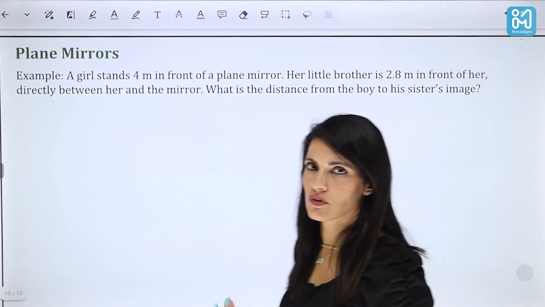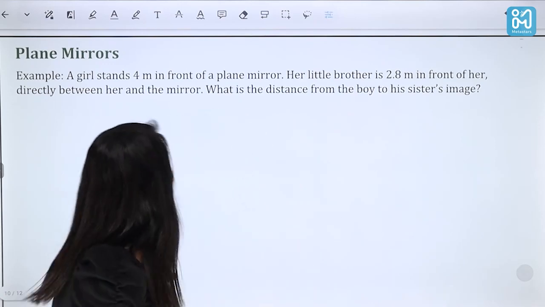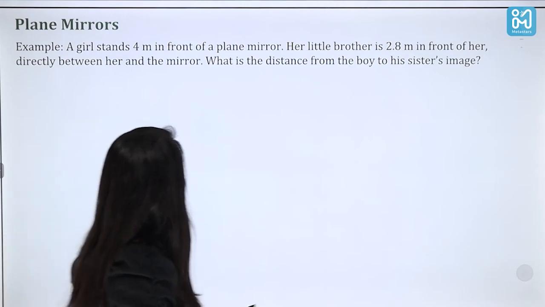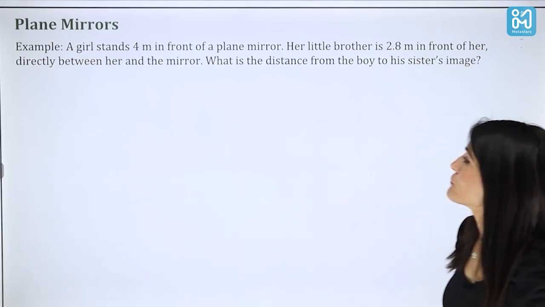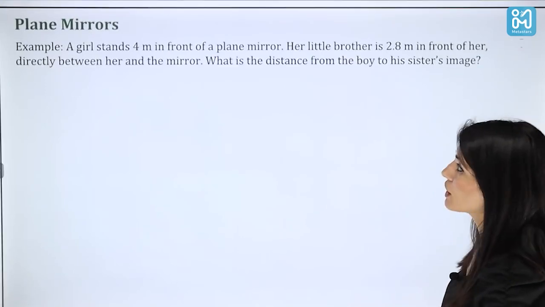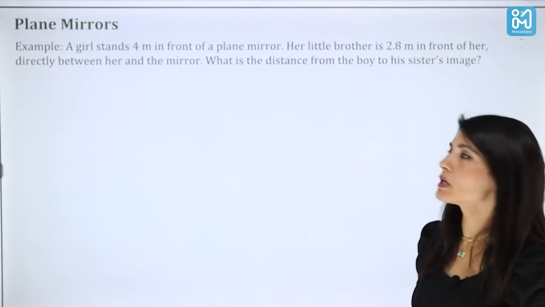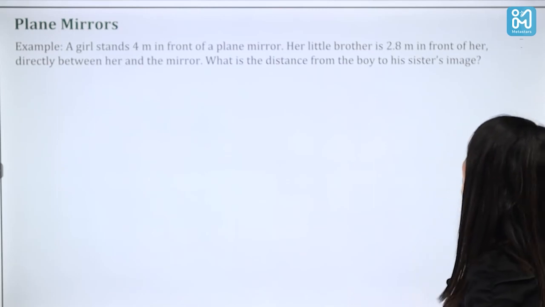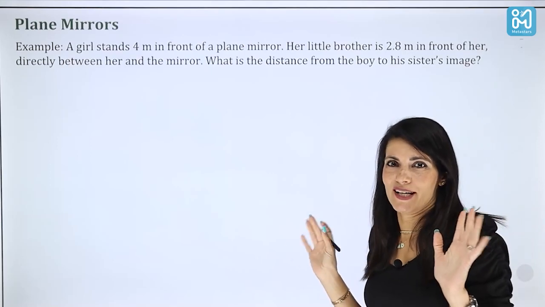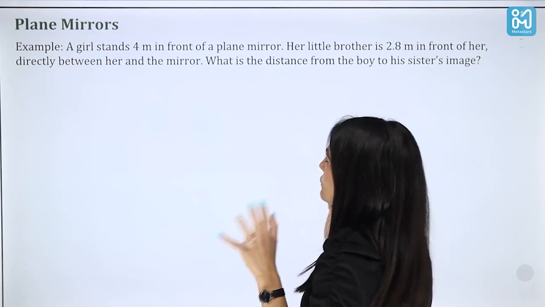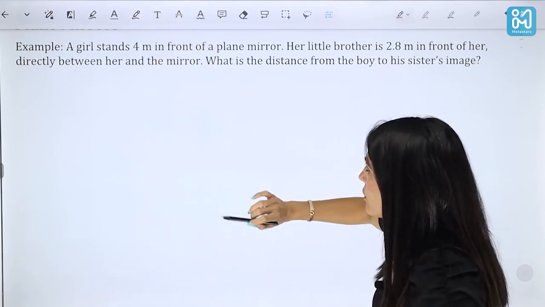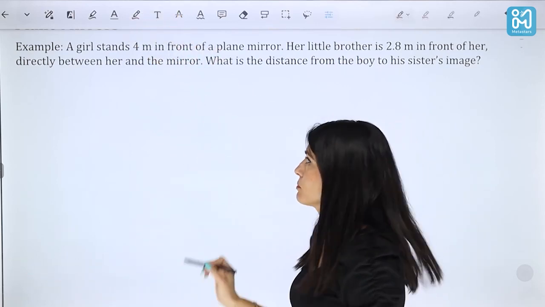Let's solve a question related to the image of a plane mirror. A girl stands 4 meters in front of a plane mirror. Her little brother is 2.8 meters in front of her, directly between her and the mirror. What is the distance from the boy to his sister's image? It's confusing, actually, so I need to draw in order to understand what is given.